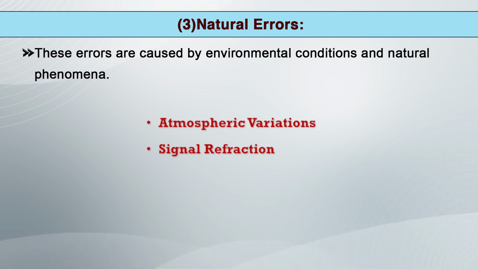The second type of natural error is signal refraction. Refraction occurs when the signal bends as it passes through layers of air with different densities. This bending can cause the signal to take a slightly longer or shorter path than expected, resulting in measurement error. Multiple refraction, where the signal bends several times, can compound this error.